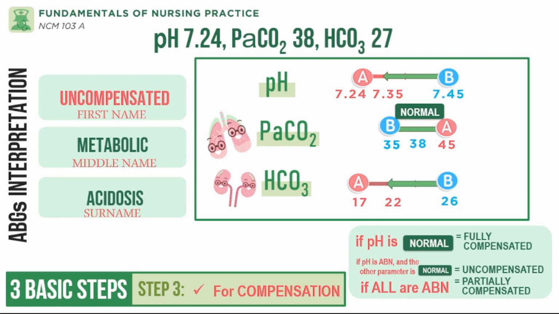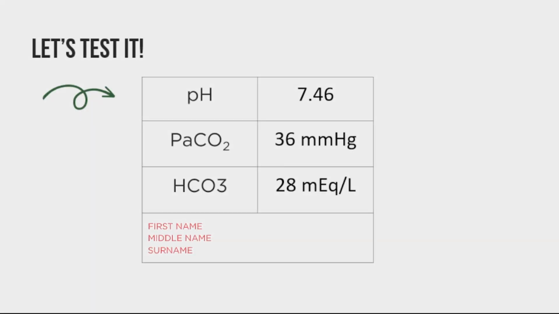Okay, so I think we're done now with our discussion on the normal side of your fluids, electrolytes, and acid-base balance. Now I have here different sets of examples, and I would want everyone to be challenged to diagnose the different ABGs. Interpret the different ABGs as given. For example, as I flash it on your screen. So try to write the first name, the middle name, and the surname for these values.